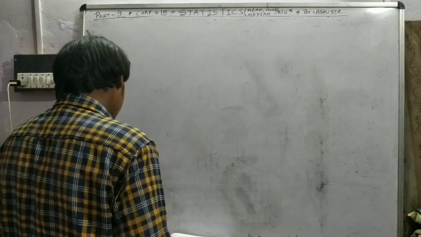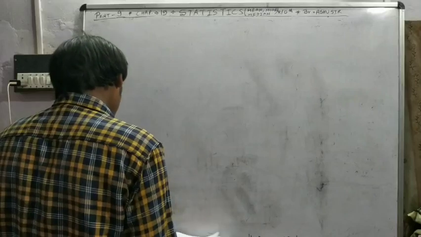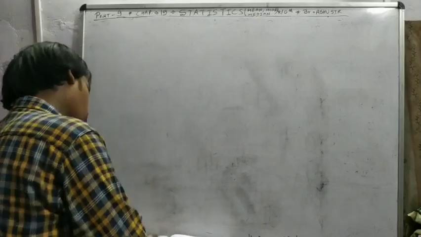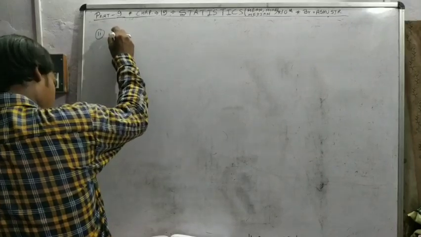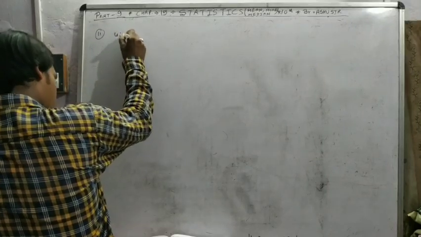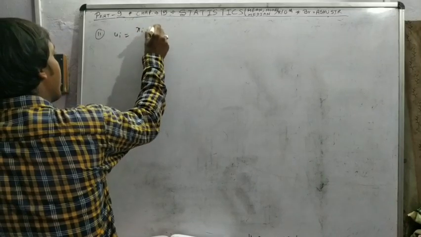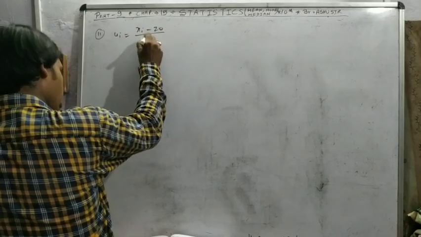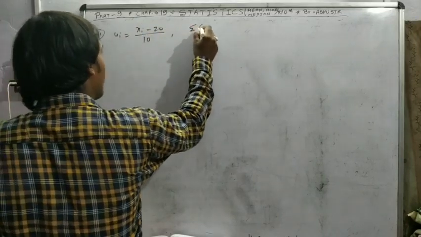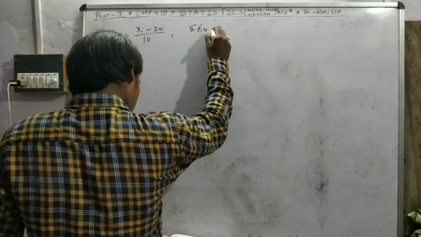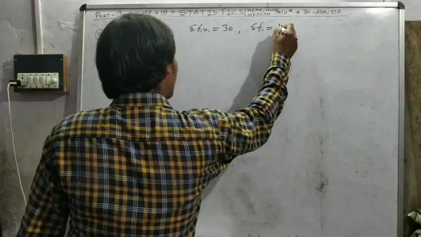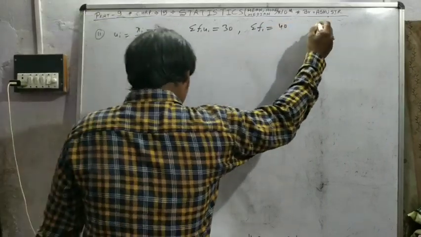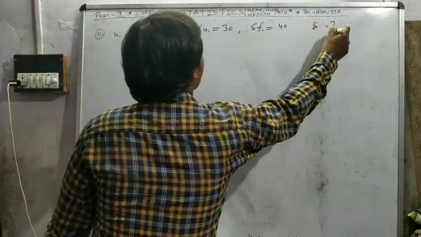So that's the first question you have to read. Question number 11, sent from the students. The question is, if ui is equal to xi minus 20 upon 10, summation of fu is equal to 30, summation of f is equal to 40, then find the value of mean.